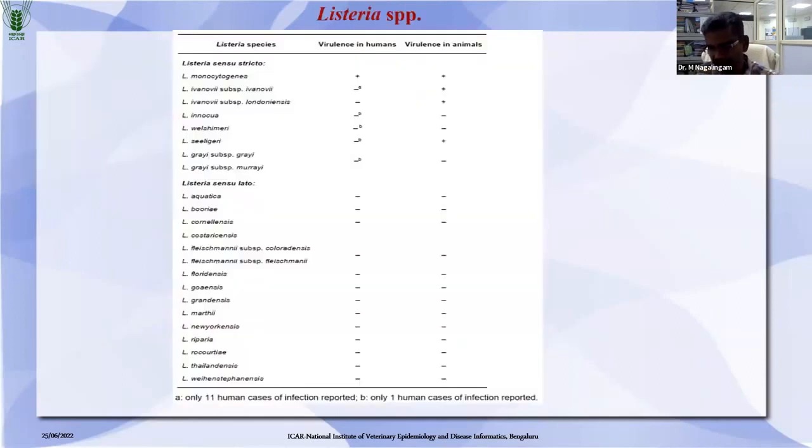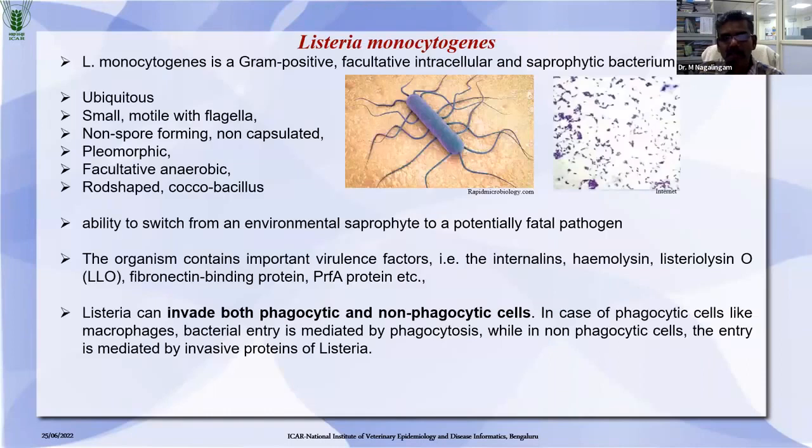And this is the list of Listeria species. If you look at the organism, it is ubiquitous, meaning it is present everywhere in the world. Wherever we go, we can find this organism. It has flagella for its movement. It cannot form spores, and it is non-capsulated. It is a facultative anaerobe and a rod-shaped organism. It has the ability to switch from an environmental saprophyte to a potential pathogen.